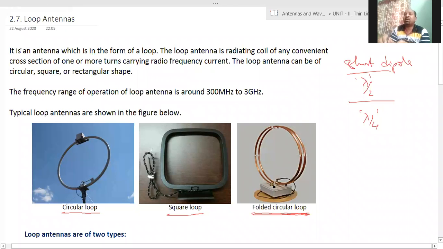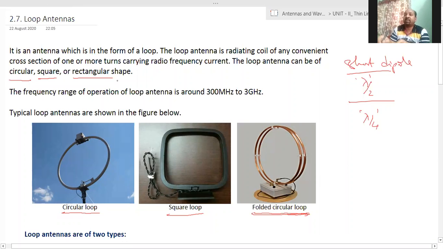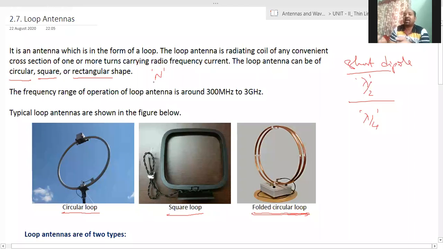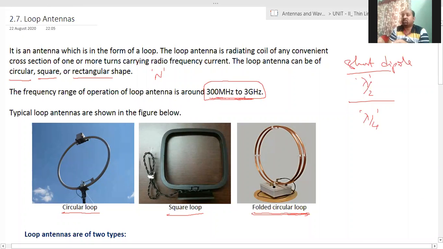Loop antennas can be of different shapes: circular, square, rectangular, or any other shape with number of turns. Let us say the number of turns is n. It may be 2 turns, or 3, or 4 or 5, whatever it may be. The loop antenna is operated around the frequency 300 megahertz to 3 gigahertz. This is the operating frequency of the antenna.